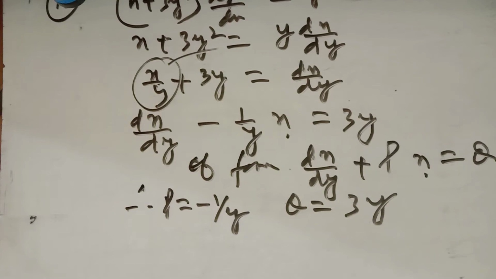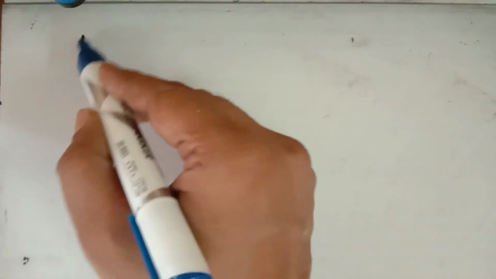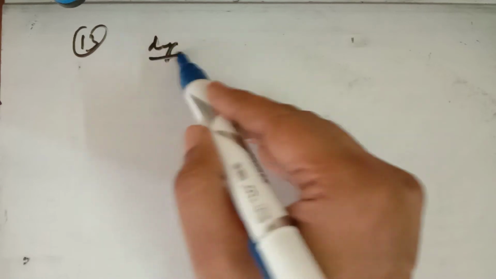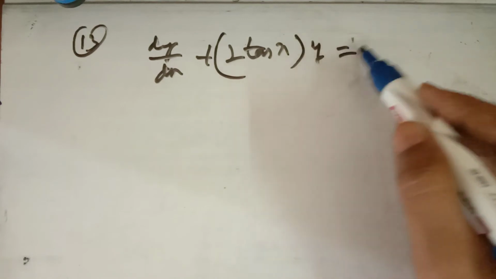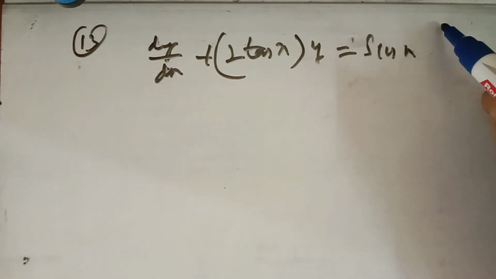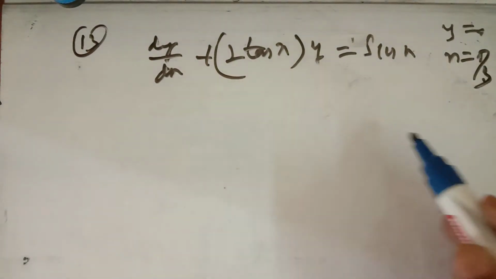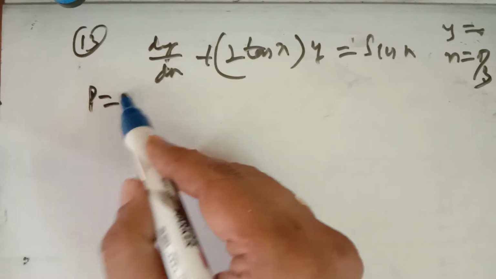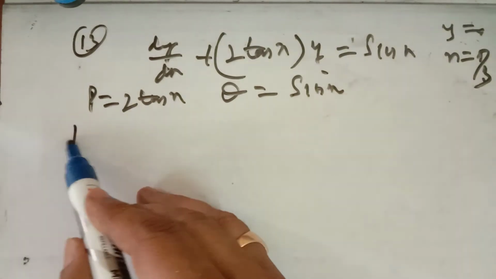Now from question number 13 to 15, you have to find the particular solution of linear differential equation. To find c, the condition is given. Now if we take the question number 13, it is dy by dx plus 2 tan x into y is equal to sin x, and the value of y is equal to 0 when x is equal to pi by 3. This condition is given to find the value of c. So P here is 2 tan x and Q here is sin x. It is a first form of linear differential equation.